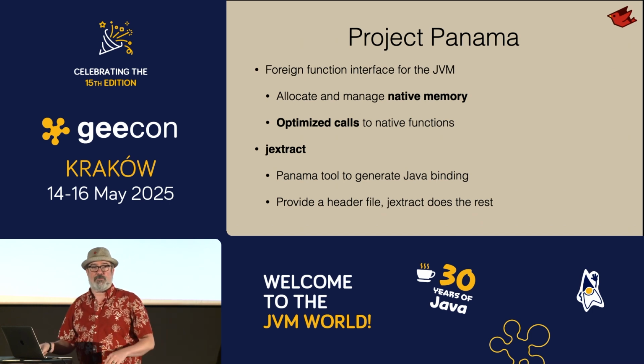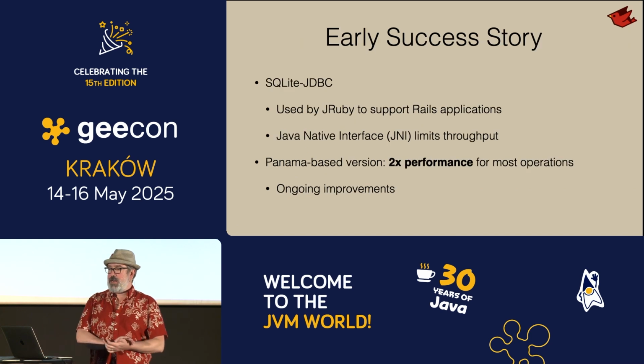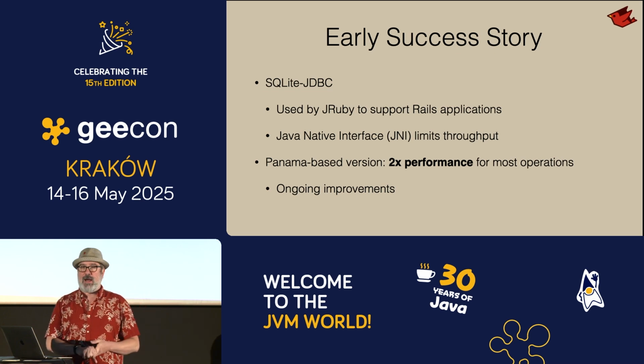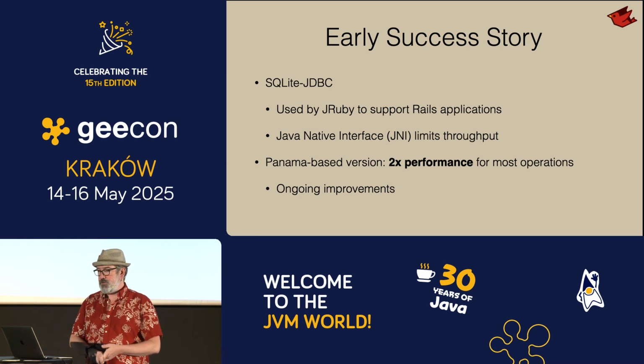All you have to do at that point is import the library and start using your native library directly. So an early success story here, the SQLite wrapper for JDBC. We use this in JRuby because it's the typical way you get started with Rails development, and so we needed to be able to support SQLite as well. But the existing version uses JNI, and JNI has a lot of overhead that made it not feasible for using in high throughput use cases.